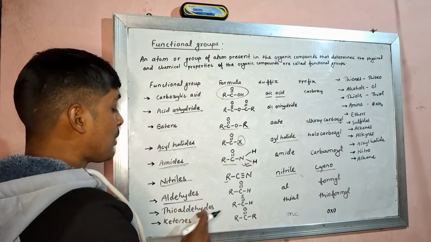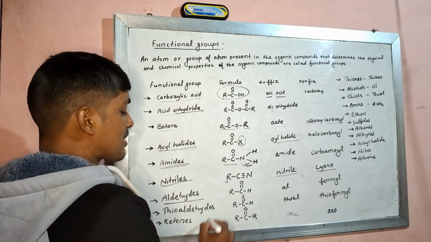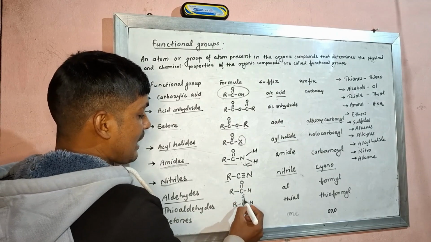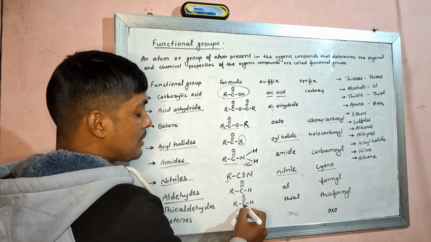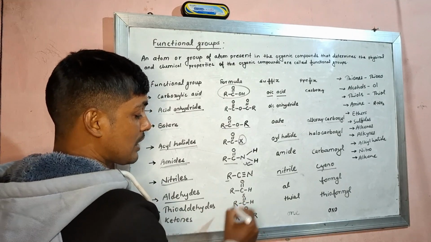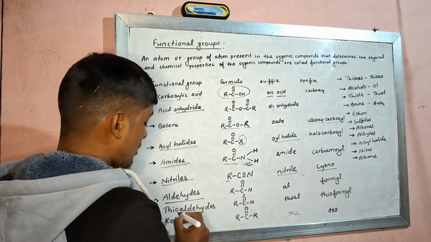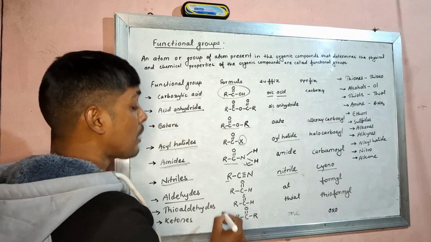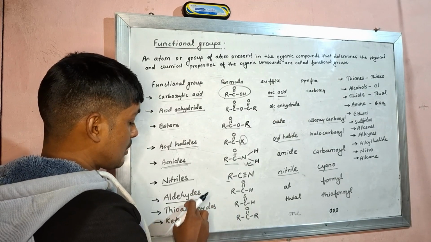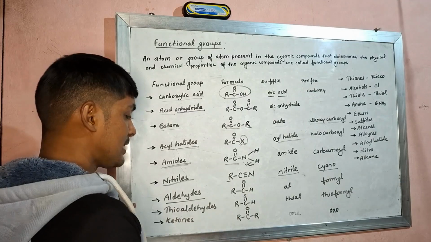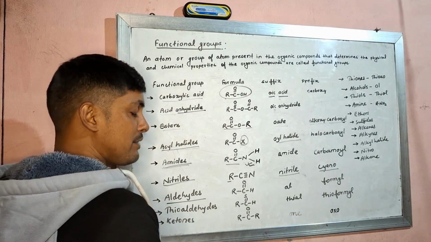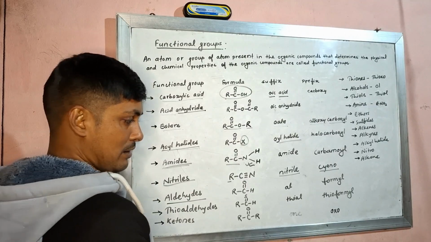The next one is thioaldehydes. These thioaldehydes are similar to aldehydes, but instead of the oxygen connected to the carbon by a double bond in the aldehyde, in thioaldehydes there is a sulfur connected to the carbon by a double bond. So this functional group, where there is sulfur connected to the carbon by double bond instead of oxygen, is called thioaldehyde. For this, we use the suffix thial. If it comes as a prefix, then thioformyl.